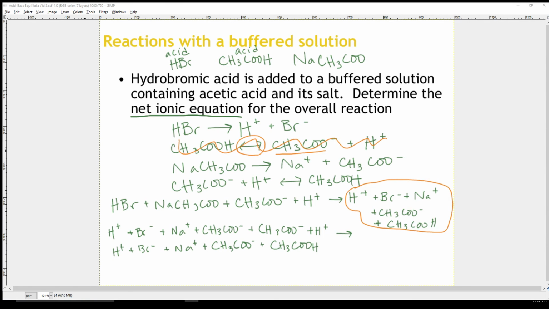Alright, so take your other color. We're going to cancel out everything that we can. Hydrogens go. Bromide, sodium, acetate. Oh, that acetate stays, this hydrogen stays, that acetic acid stays. You end up with a net ionic that is going to make you angry because it's basically exactly what we had before.